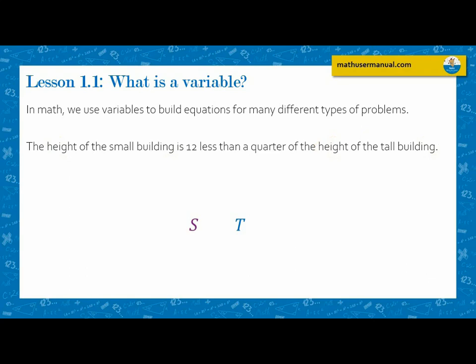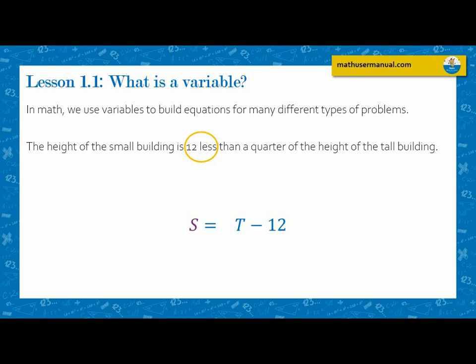We need to make this an equation. So we write the equal sign. At this moment, we're saying that the small building has the same height as the tall building. They are equal. That's what the equal sign means. But this is not true, because the problem is telling us there are certain differences, like, for example, 12 less. If it is 12 less, it means we need to subtract 12. So we include a minus 12.